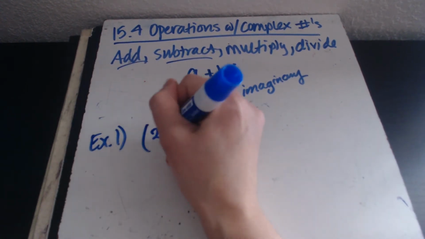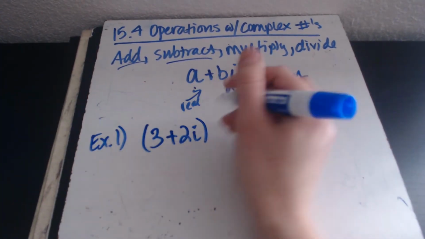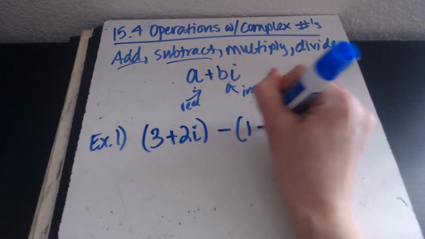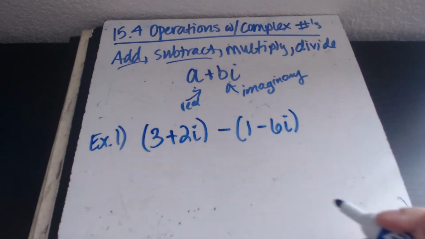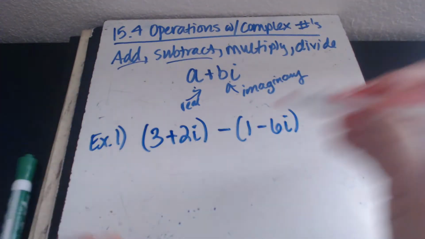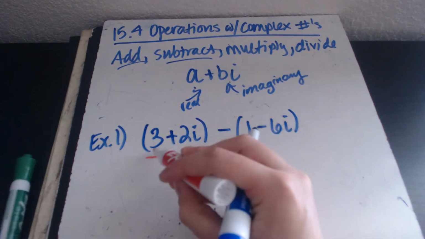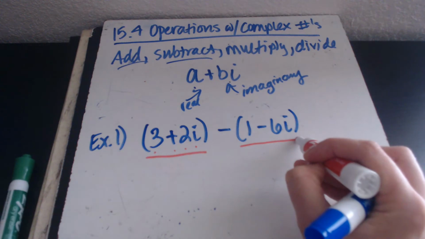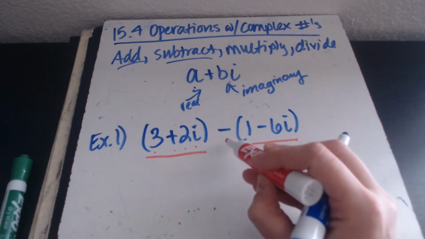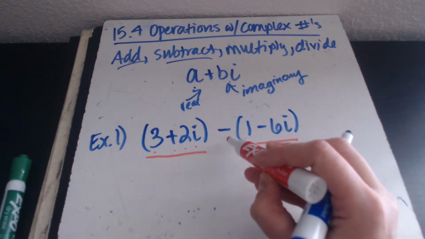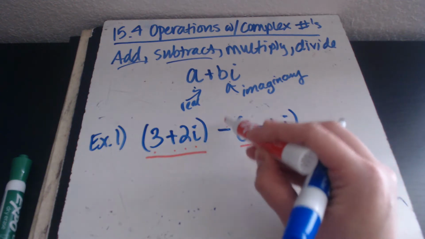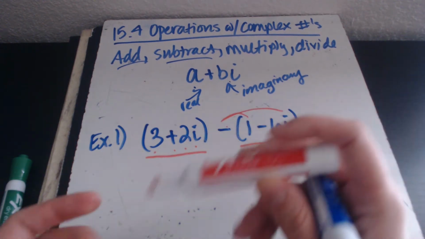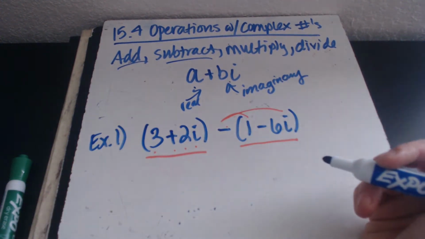If I give you (3 plus 2i) minus (1 minus 6i). So this right here is one number. This is a plus bi. This right here is another number, a plus bi. So I'm subtracting these two numbers. Just like I would with any other problem, the subtraction right here, I'm going to have to distribute that to each of those terms.